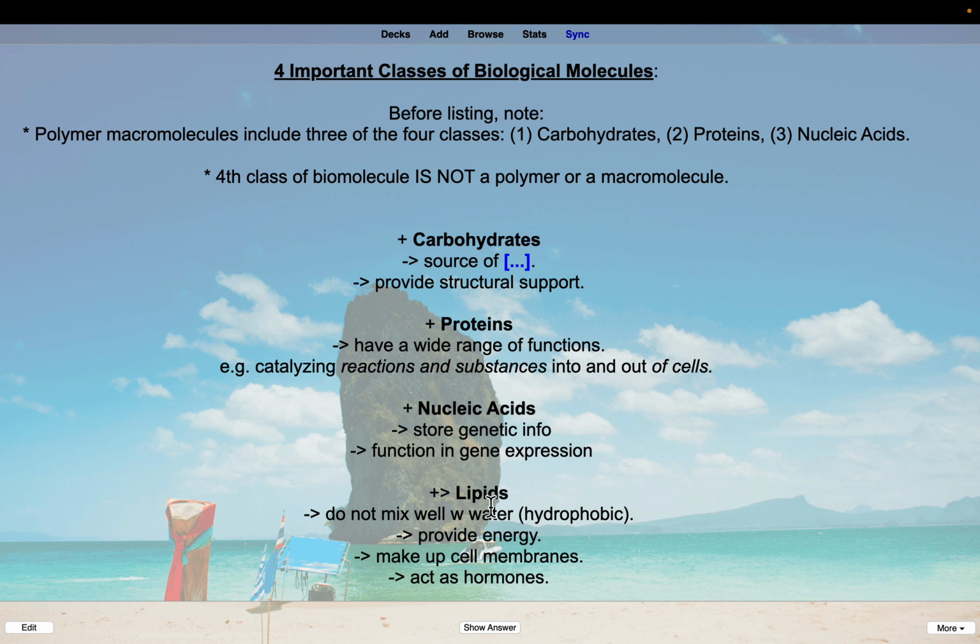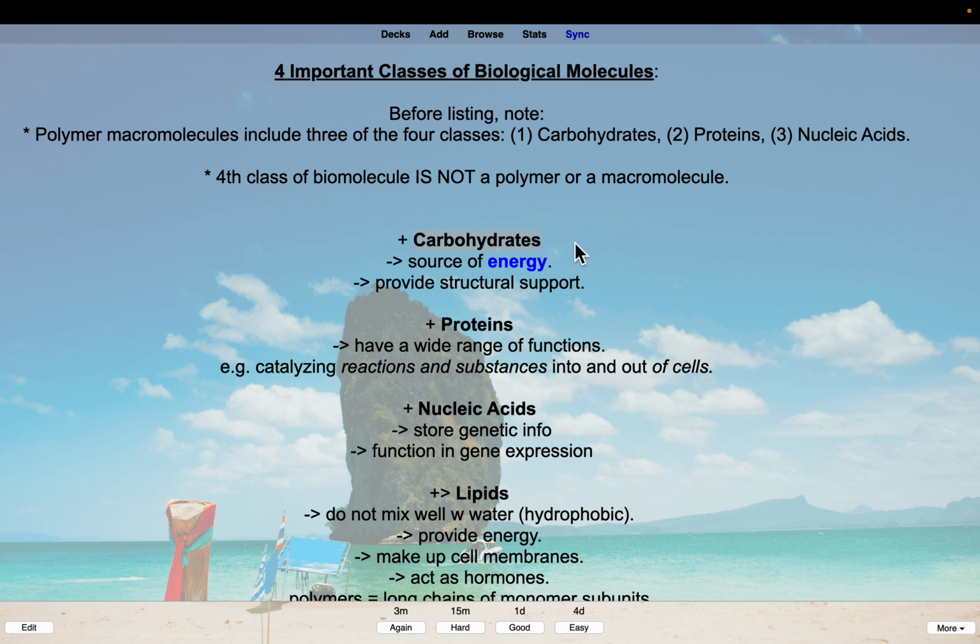So, carbohydrates are a source of energy. They provide structural support. Personally, what comes to mind first is carbonara and bread. They're rich sources of carbohydrates. Proteins: meat, red meat, white meat, anything that's meat.